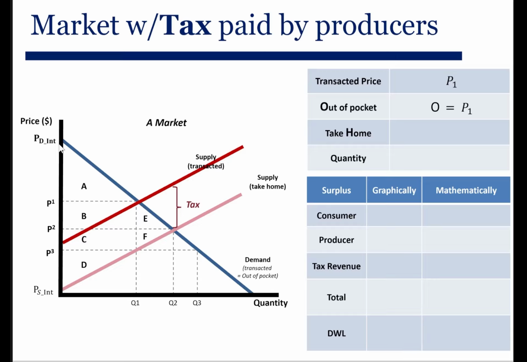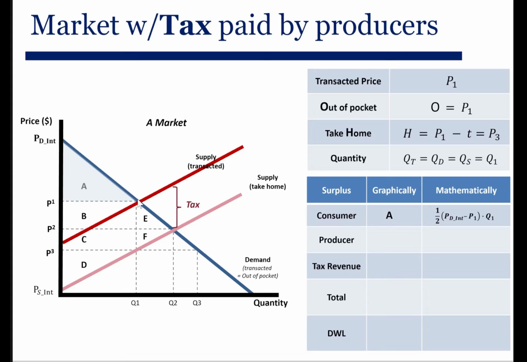There's been no change in our demand curve. The transacted demand curve is the out-of-pocket demand curve. The take-home amount for the supplier, for the producer, is going to be P1 minus the tax, which is P3 down here, and that quantity is going to be Q1. Everyone agrees, quantity demanded, quantity supplied, it's Q1. So let's look now at our surpluses. For the consumer, it's fairly straightforward. It's the difference between this price, transacted and out of pocket, and what they're paying.